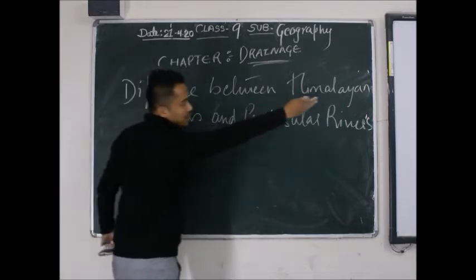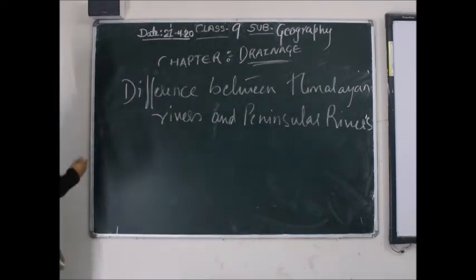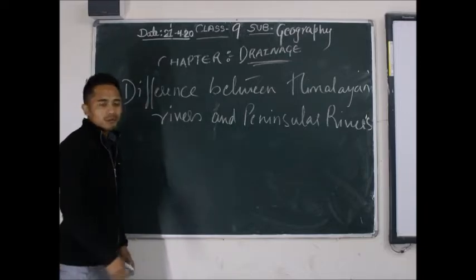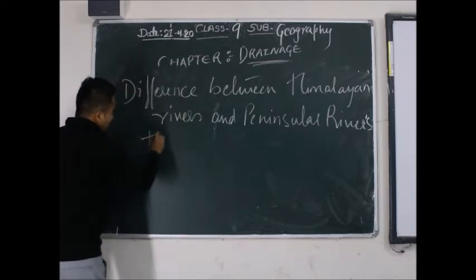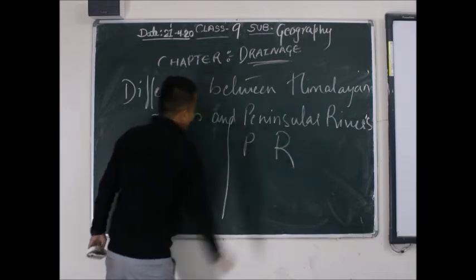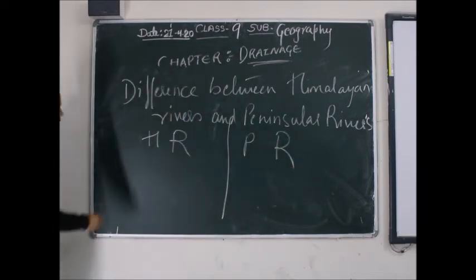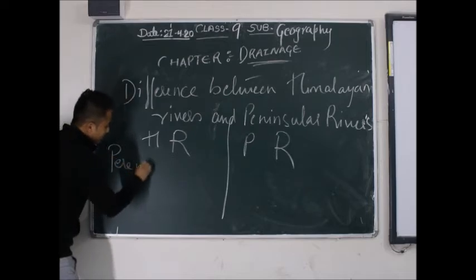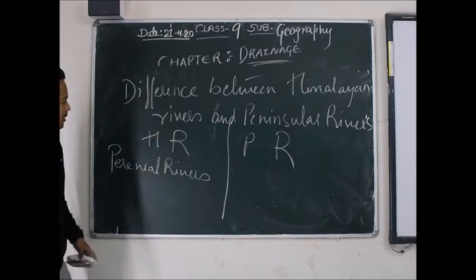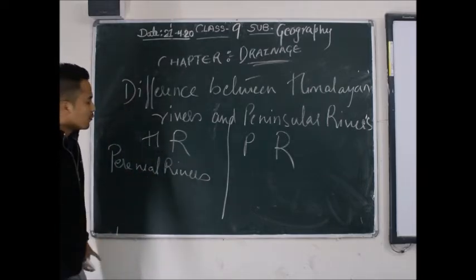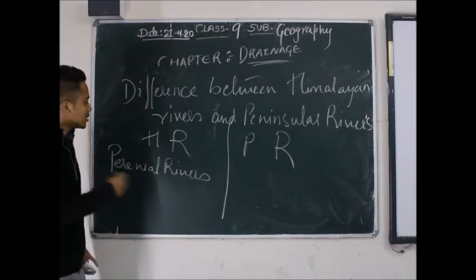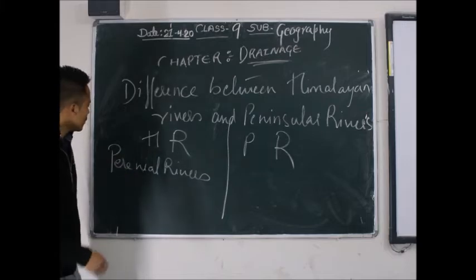The word itself says Himalayan rivers. That means the rivers which start from the mountains. Another name for Himalayan rivers is perennial rivers. Perennial rivers are those rivers which flow throughout the year. They don't stop in the middle, and they are not seasonal.